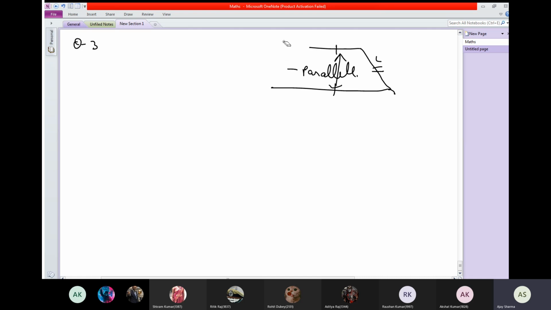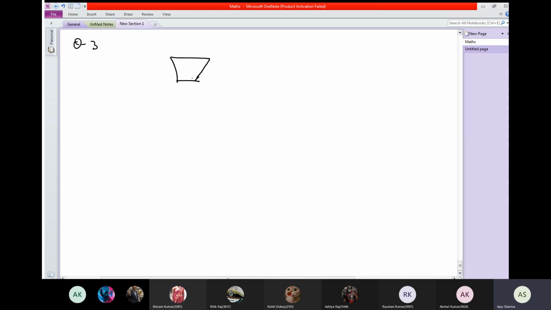And what is the meaning of congruent? There is a word also, congruent. Any objects of the same shape and same size. That's all. That means if they are congruent, then their area must be equal. These two trapeziums are congruent, so their area must be the same.